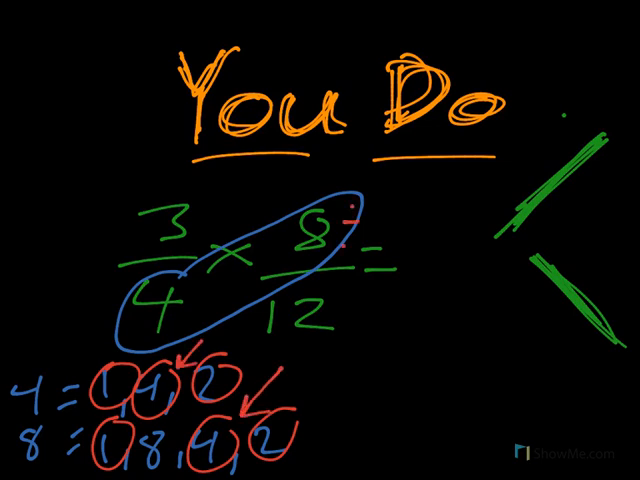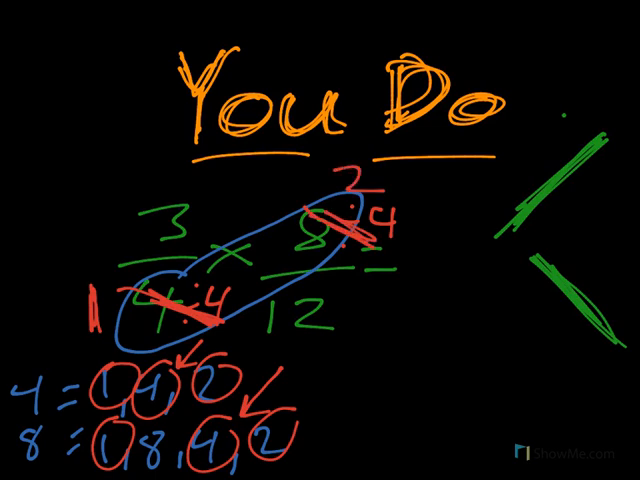So we're going to go ahead and divide them by 4. Sorry about that. 4 divided by 4 is 1, so we'll cross it out. That becomes a 1. 8 divided by 4 is 2. We'll cross that out and make that a 2.